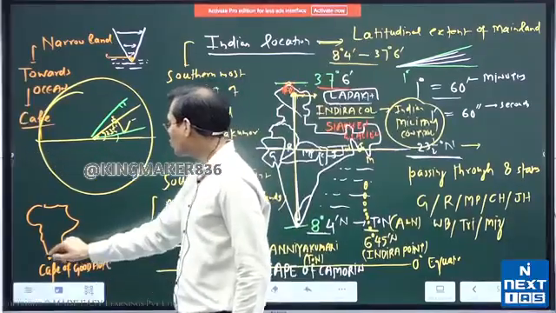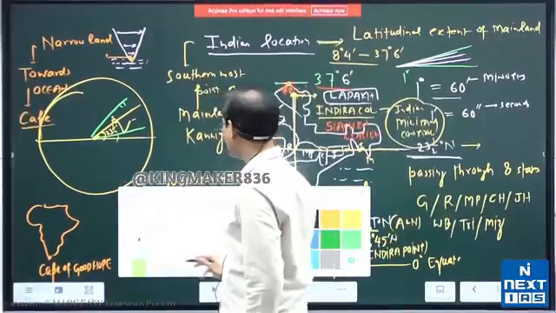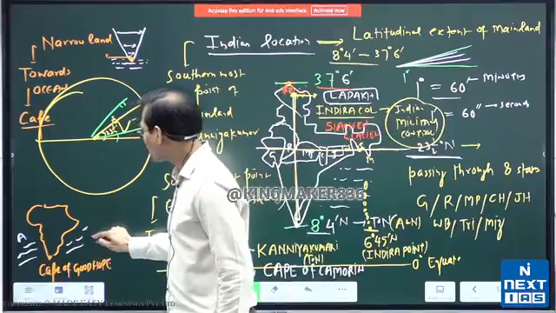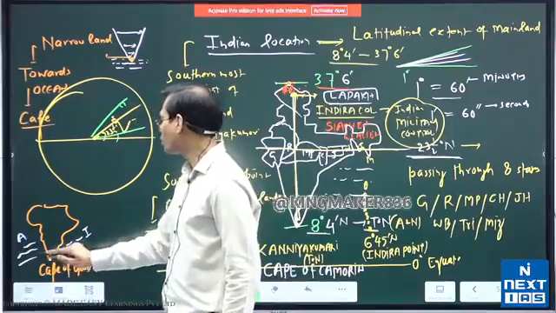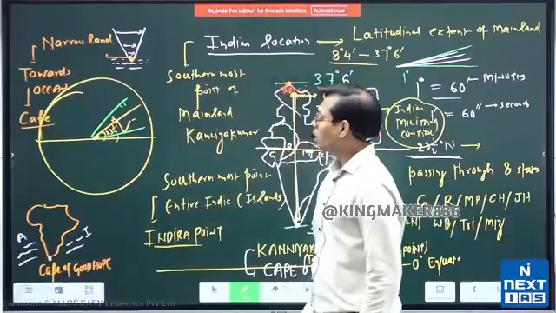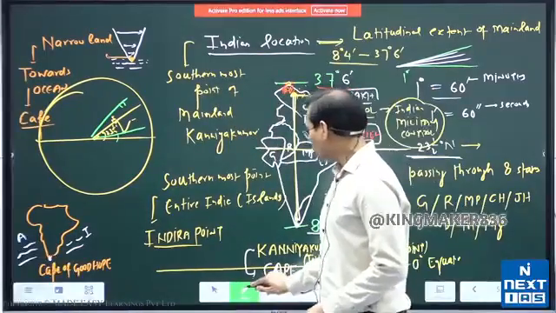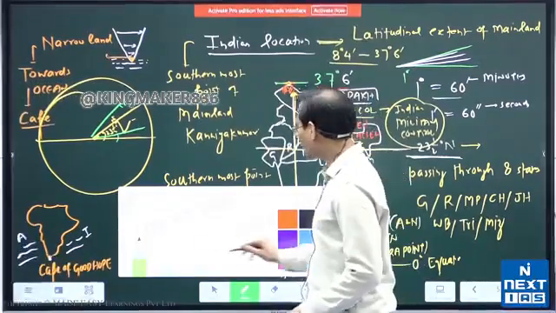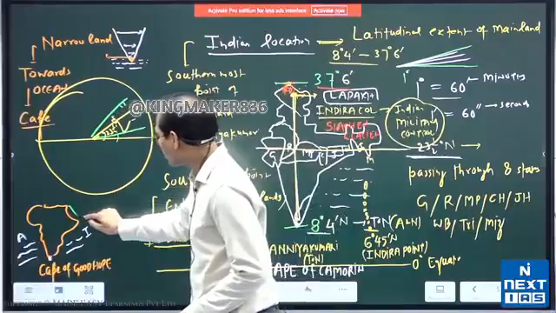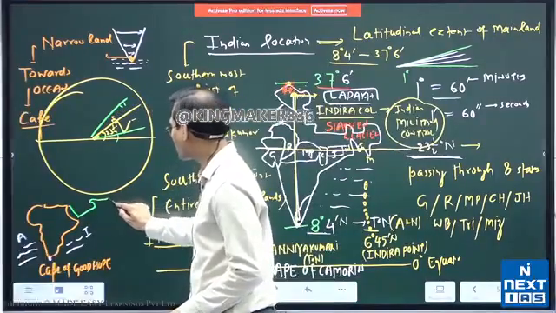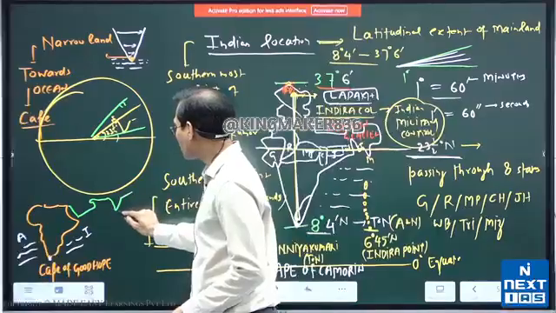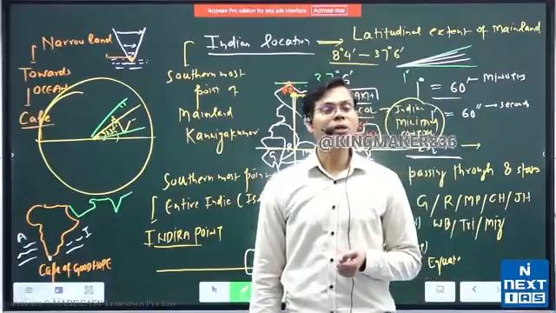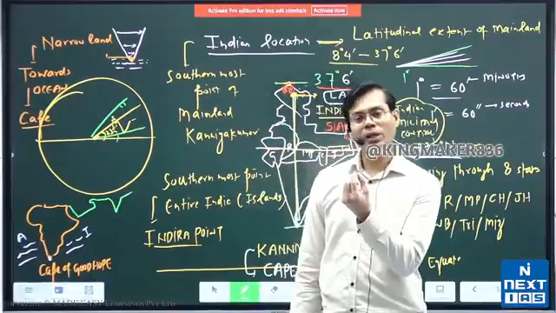Can you tell me which ocean is on this side? The Atlantic Ocean, and on this side the Indian Ocean. Here are Cape Agulhas, the Cape of Good Hope, and Cape Town city. And once you come to the Indian area, you know India is part of Asia. This is West Asia or the Middle East, and here is the Indian area. And which cape do we have here? Cape Comorin or Kanyakumari. So a cape is nothing but a narrow land.